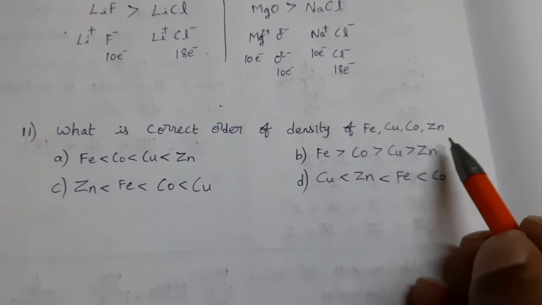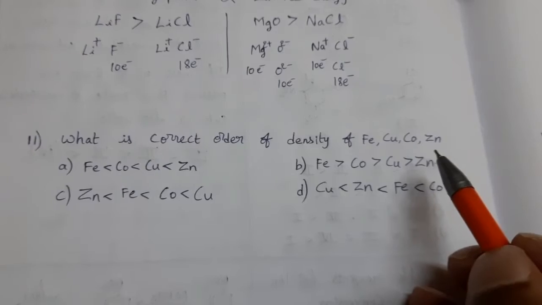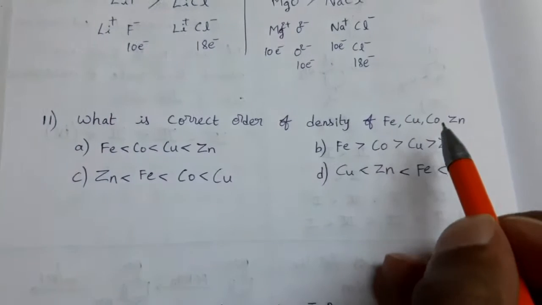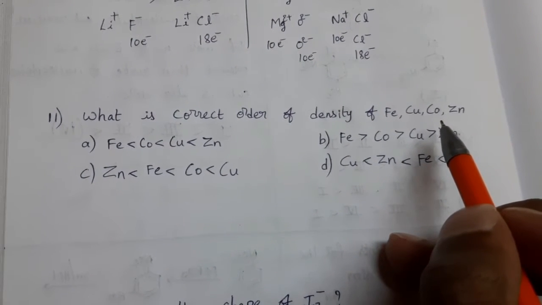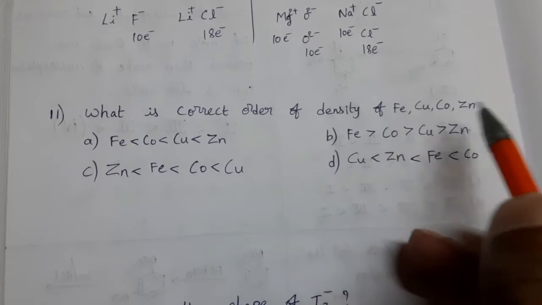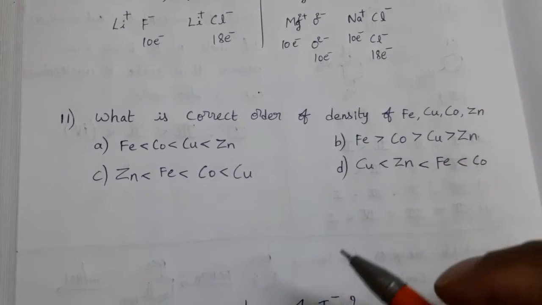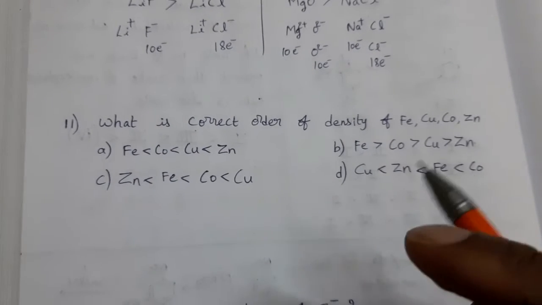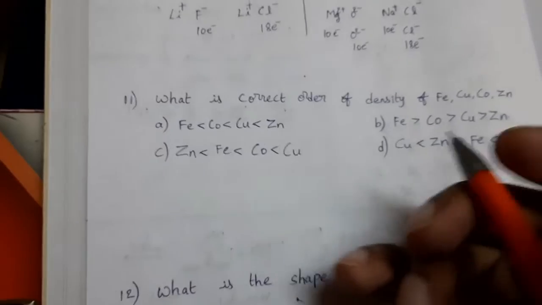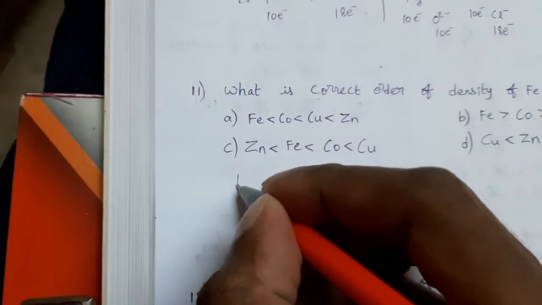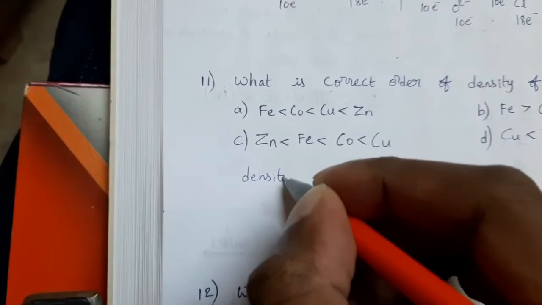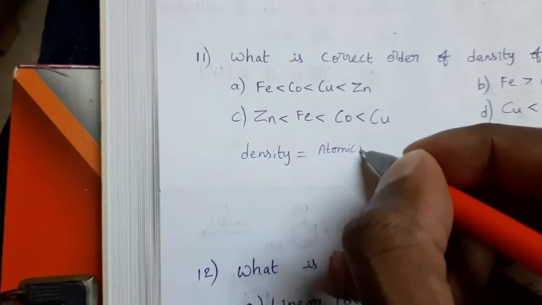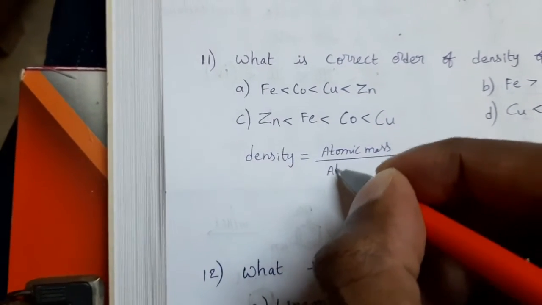First of all, these elements belong to the same period. These are present in the 3d series. Iron, cobalt, copper, zinc, all four elements are present in the same period, so from iron to zinc, atomic size decreases. Atomic size decreases means what about atomic volume? Atomic volume also decreases. We know the density formula. Density equals, what is the formula? Atomic mass divided by atomic volume.